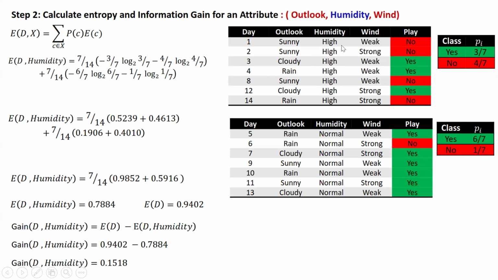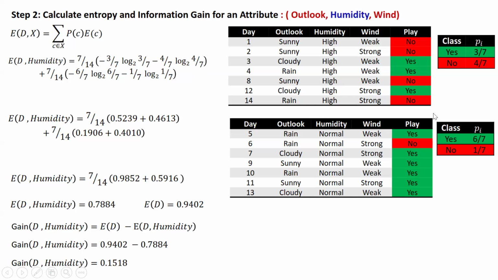Similarly, the second feature is humidity. Out of 14 observations, 7 days the humidity is high, and 7 days the humidity is normal, which is 7 by 14. Out of these 7, 3 days it is yes and 4 days it is no. Minus 3 by 7 log to the base 2, 3 by 7, and minus 4 by 7 log to the base 2, 4 by 7.